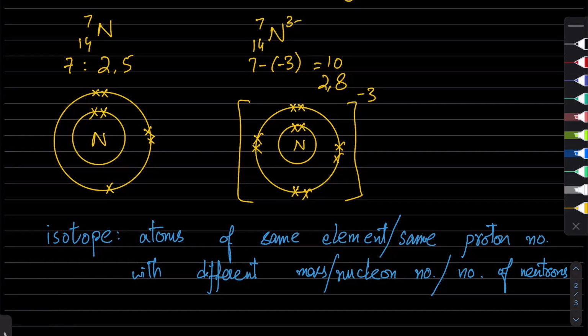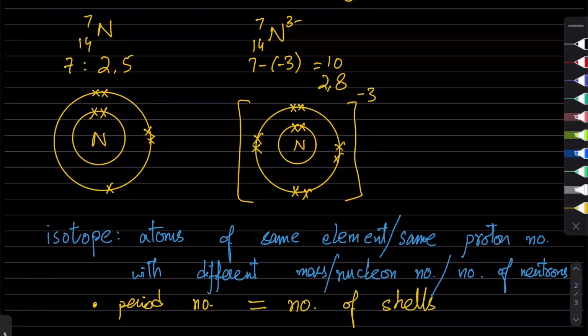Similarly, another fact that you need to know is how the periodic table is related to atomic structure. So the period number in the periodic table equals the number of shells. For example, because nitrogen here has 1 and 2 shells, it is in the second period, and you can confirm that from the periodic table.